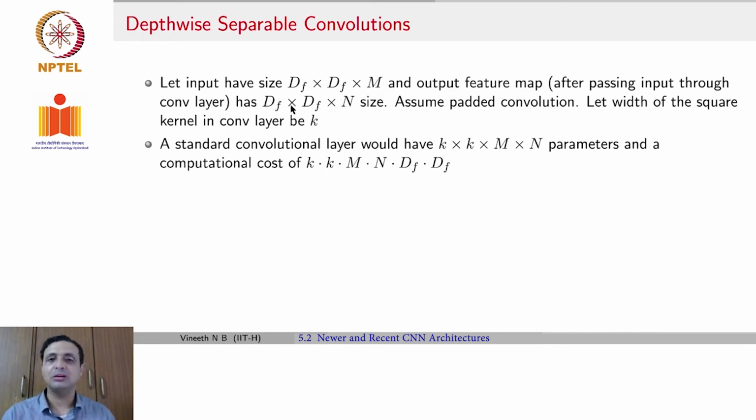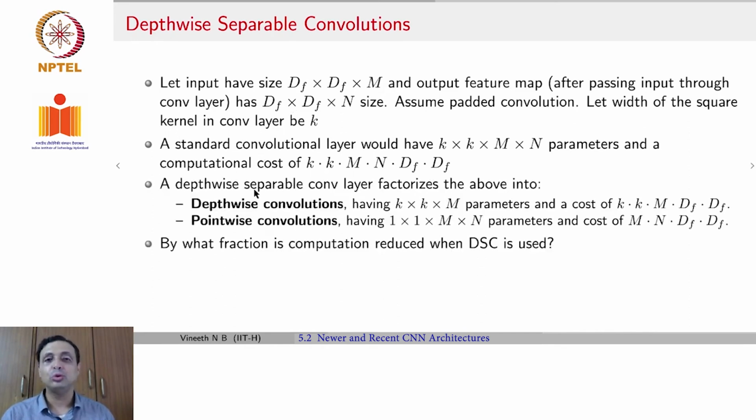Let's see what happens if you use a depthwise separable convolution. This factorizes the above computations into two parts. First, depthwise convolutions, then pointwise convolutions, which is the 1 cross 1 cross M part. The depthwise convolution, which operates channel wise, has K cross K cross M parameters, each filter being K cross K, and you have M such for each channel. The total cost there would be K into K into M into Df into Df, and the pointwise convolutions become 1 cross 1 cross M, which is the size of each filter, and N such filters, which means 1 cross 1 cross M cross N parameters. The total cost will be M into N into Df into Df.